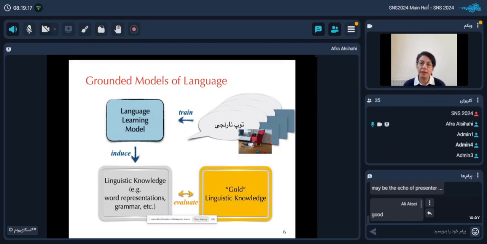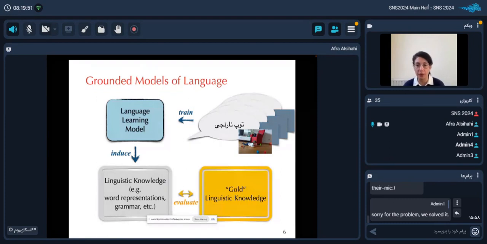However, this addition of grounding introduces a new challenge to our model building. And that challenge is evaluating the induced linguistic knowledge. So let's say we want to learn the meanings of words, right? If our ultimate goal was to induce some sort of a lexicon where each word had a correct meaning, then we could come up with some sort of an annotation and some definition of our goal target, and then we could compare the outcome of our model to that target.